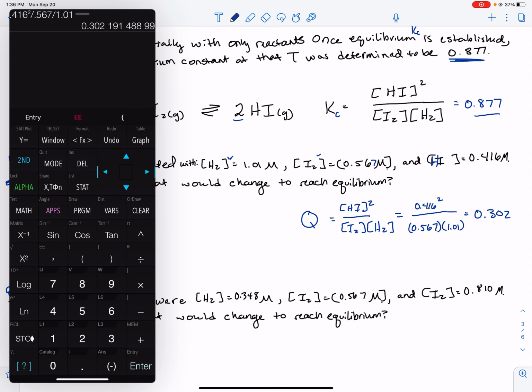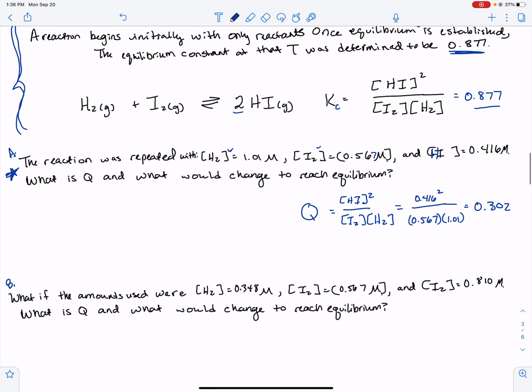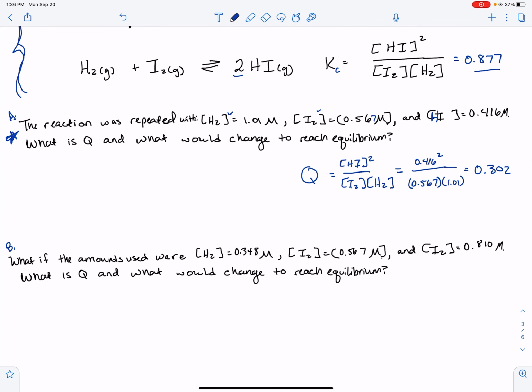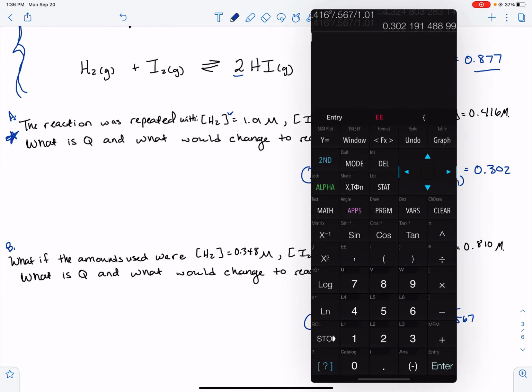0.302. Now, because I'm trying to be consistent, I'm actually also going to work the next part of the problem, and we'll do the comparison at the same time. So now we have a different set of amounts. So it's the same Q, so this same equation here. And now, this is also HI. I'm going to put 0.810 squared. It's real easy to lose exponents, so be careful with them. Times 0.348 times 0.567.